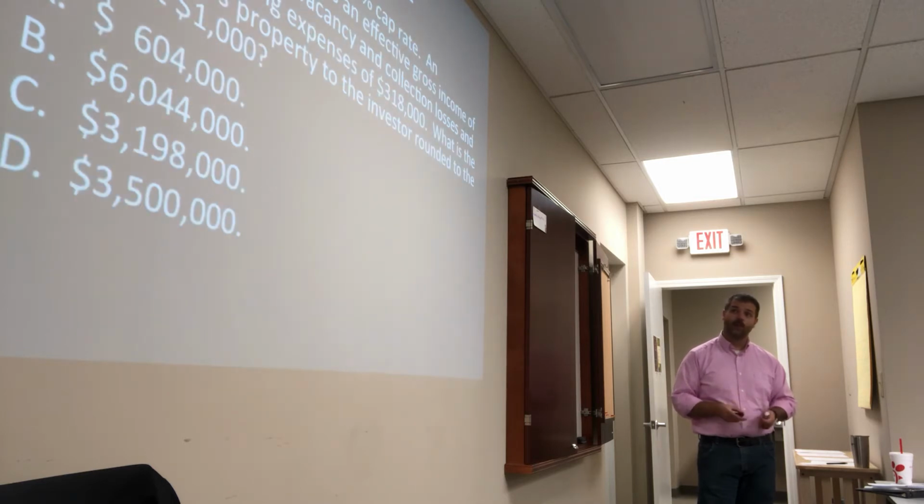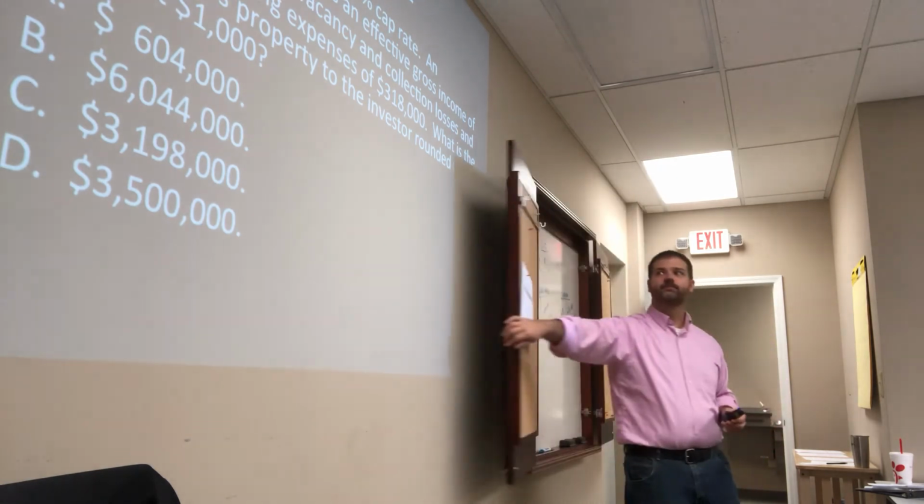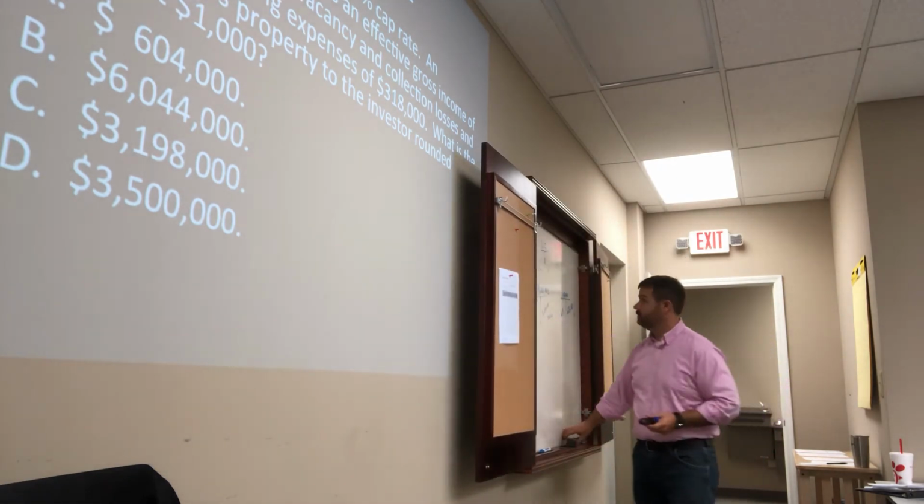Alright, so an investor requires a 12.5% cap. An apartment complex has an effective gross income of $75,500, with 5% vacancy and collection losses and annual operating expenses of $318. What's the value of this property to the investor, rounded to the nearest 1,000? I'll give you a second to work on it.